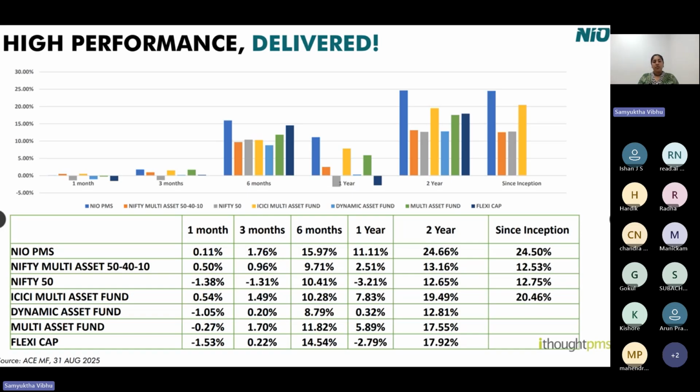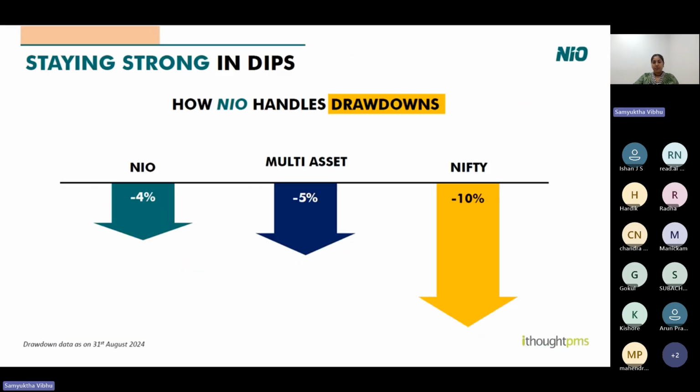And when we compare NEO performance to the benchmark, especially in the longer run scenarios, we've been able to really beat all the benchmarks that we've set, even if we look at industry leaders on the multi-asset space, or if we look at dynamic asset allocation funds as a category also. So what is our drawdown like? NEO actually has been able to beat the multi-asset index also in terms of the downside, and beat the Nifty also in terms of downside. So there is much more downside protection and upside performance that a NEO investor can experience.